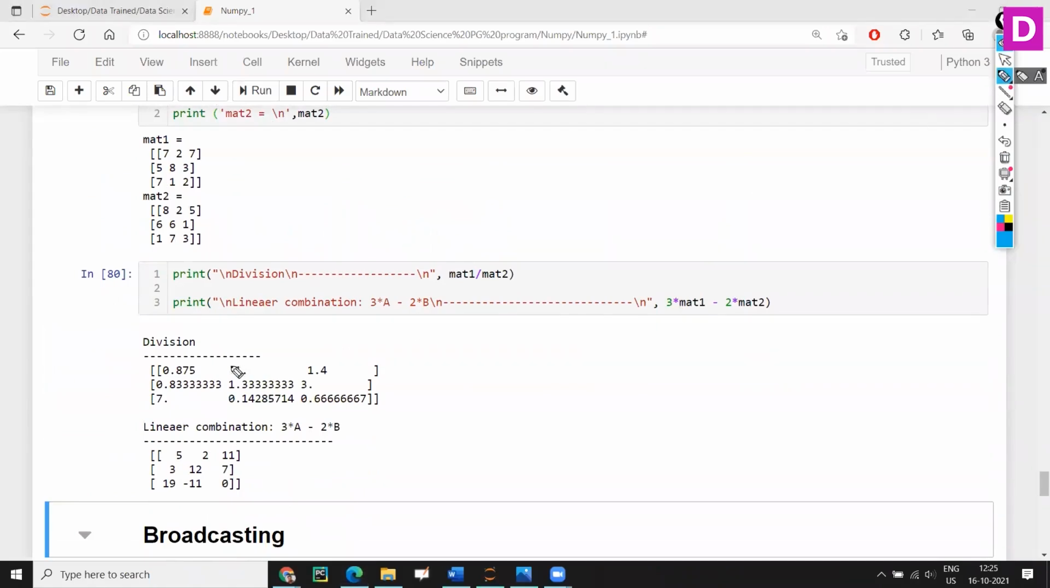I will not get into the calculation part. You can obviously do it using a calculator, or if you're able to do it just like that, you will get the same result. You can see 2 by 2 is 1, and 7 by 8 is this much. That is basically the division. And here 3 is multiplied to mat1, and the result of 2 into mat2 is subtracted from it. The result is like this. You can always do the calculation to understand better.